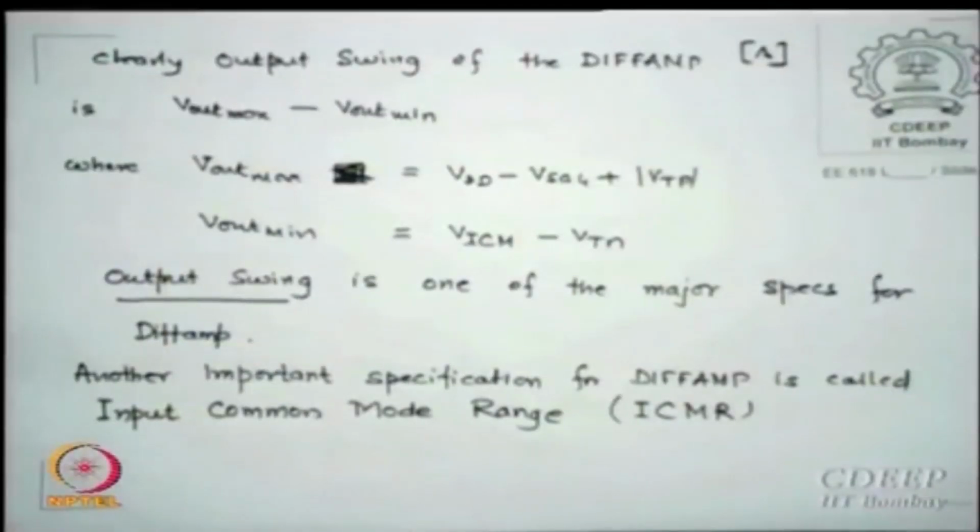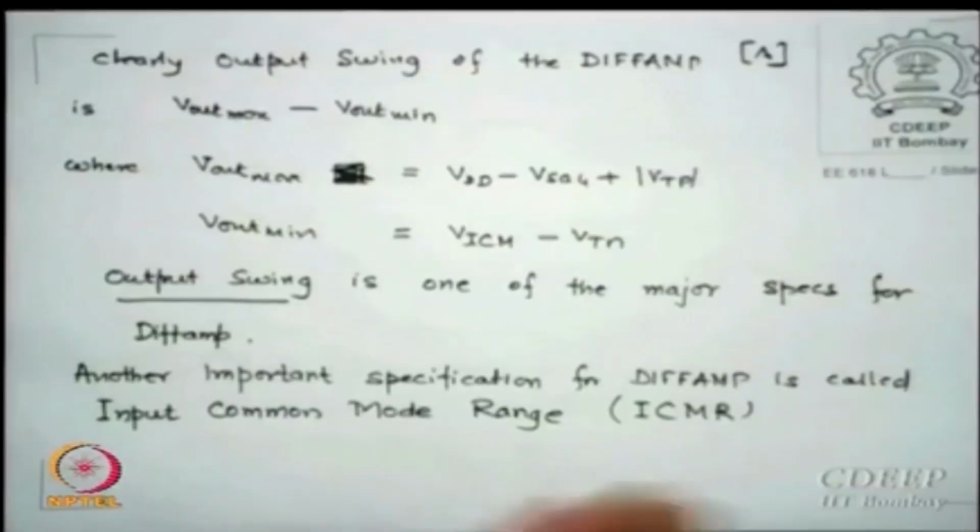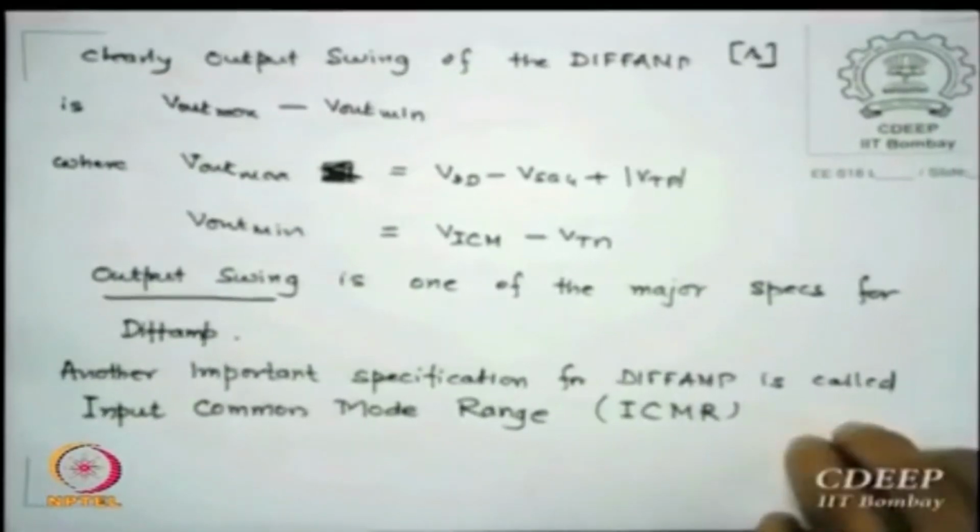So one specification of the diff amp, we have seen gain, other we have seen the output resistance, third we have seen swing, and the fourth we will now see, which is what is called the input common mode range. So now I will derive that ICMR. Another important specification of a diff amp is called input common mode range, okay. Is that okay? So should we go ahead?